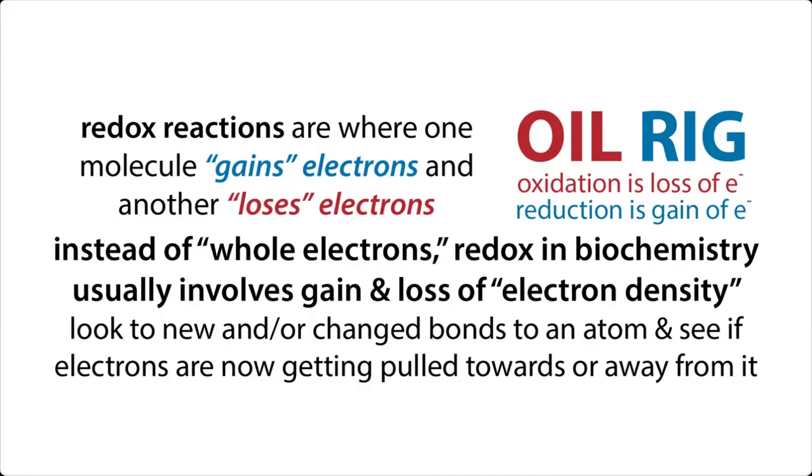It's a lot easier to use those simple mnemonics than to think about the electrons, especially in biochemistry, where, unlike general chemistry, where you might see whole electrons moving, things are a little more hidden. So instead of whole electrons moving, you can think about gain and loss of electron density. You want to look at new or changed bonds to an atom and see if the electrons are now getting pulled towards or away from it.